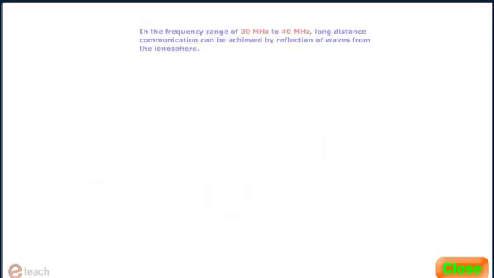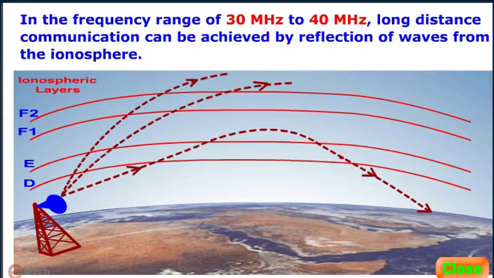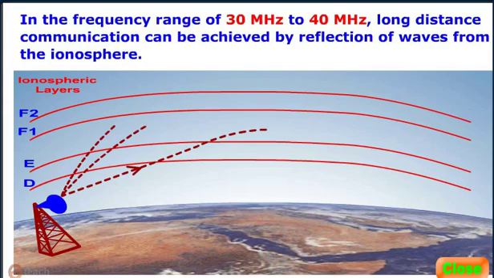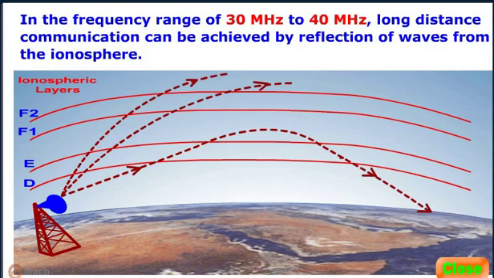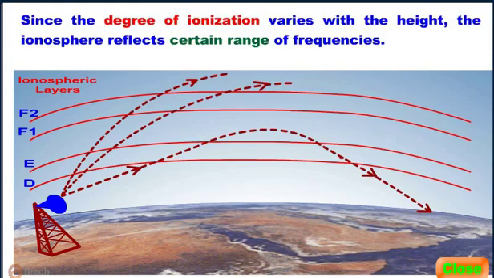Sky waves. In the frequency range of 30 MHz to 40 MHz, long distance communication can be achieved by reflection of waves from the ionosphere. Since the degree of ionization varies with the height, the ionosphere reflects a certain range of frequencies.